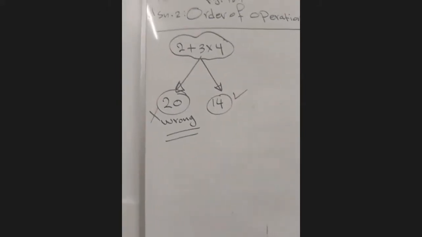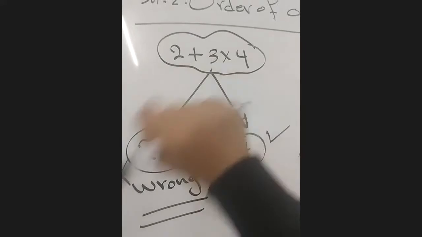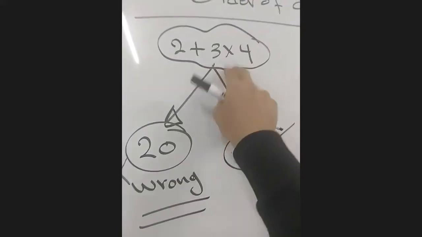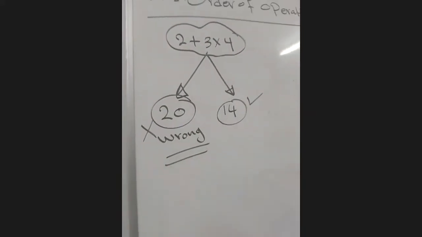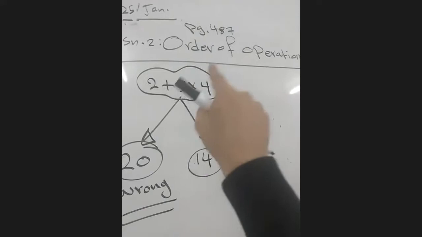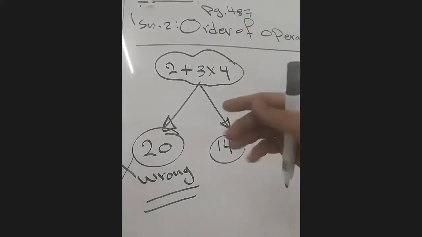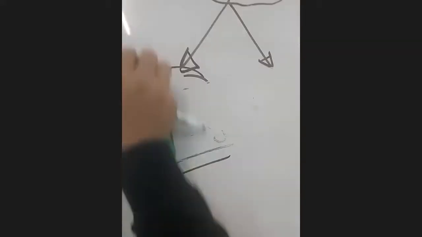Why? Because in order of operations, we cannot add before multiply. First, we multiply, then we add. So sometimes we make mistakes in our calculations, guys. What do we do first? Today, we will learn the order of operations, the correct order. Now, I will write for you the correct order of operations. Okay, guys?